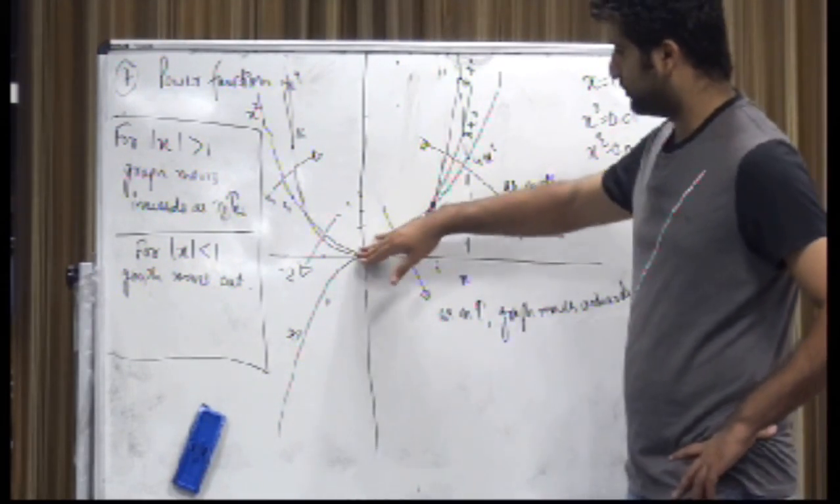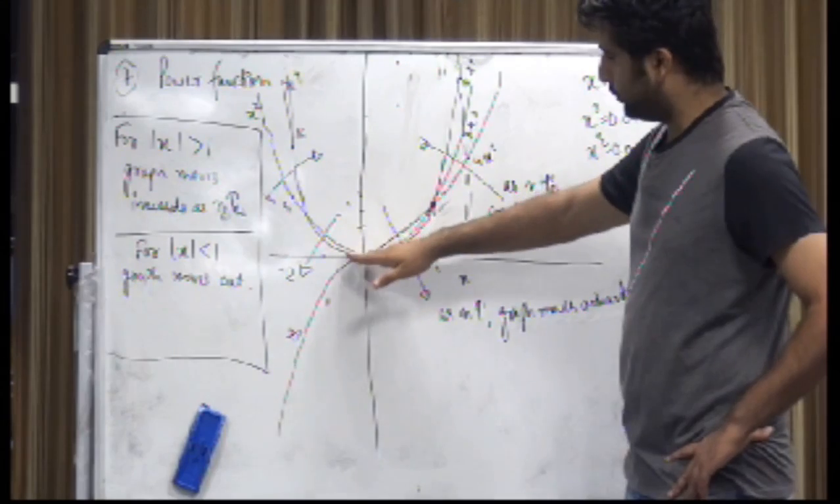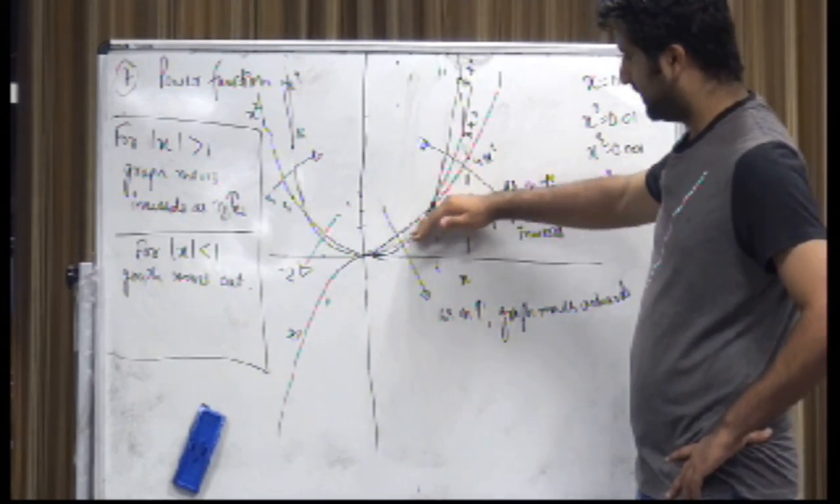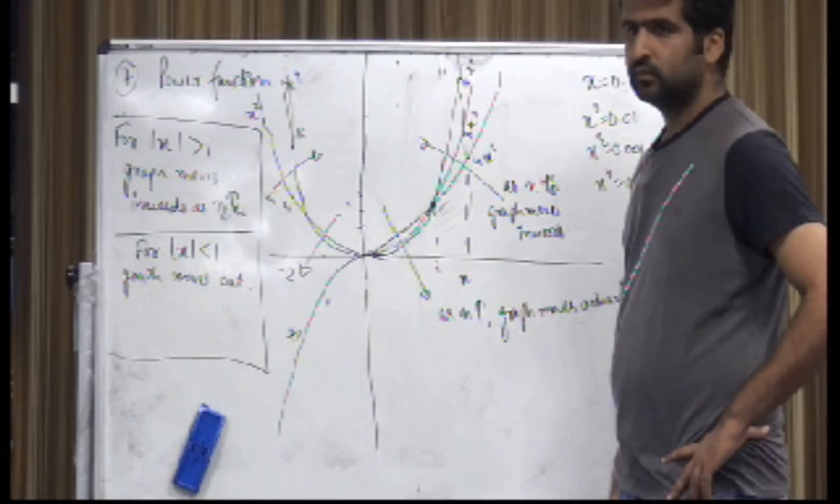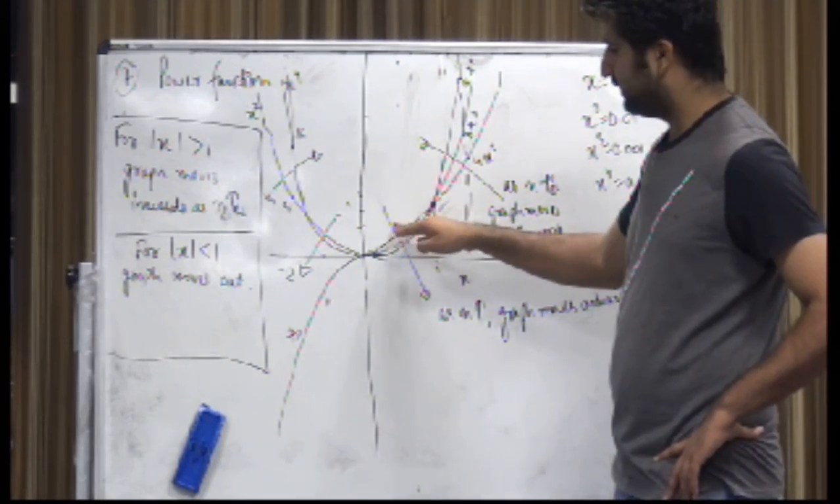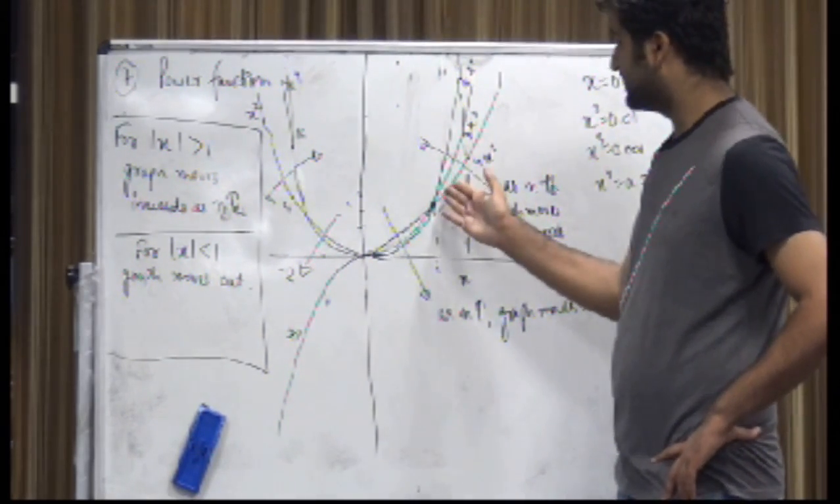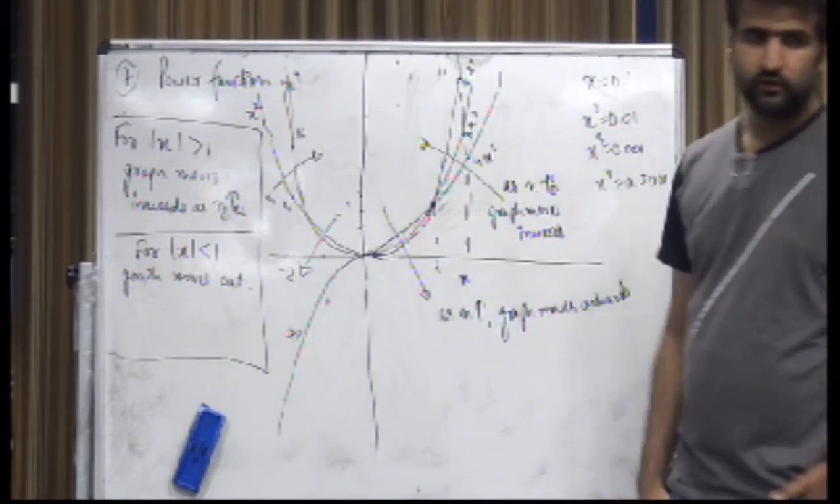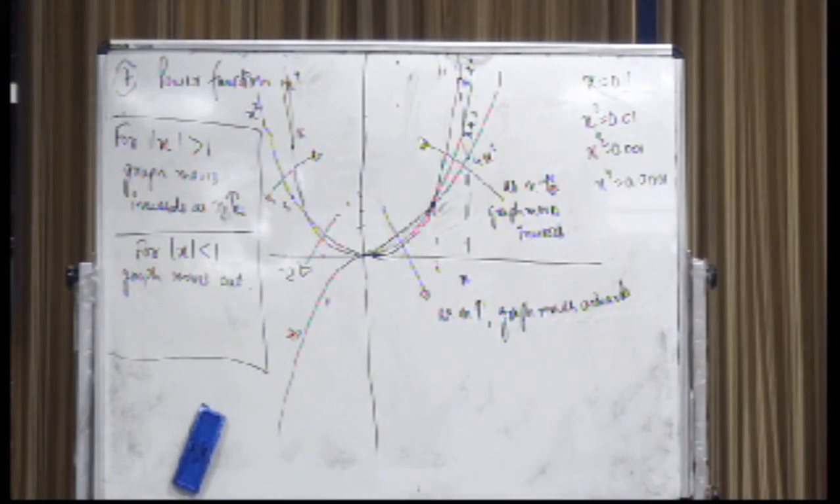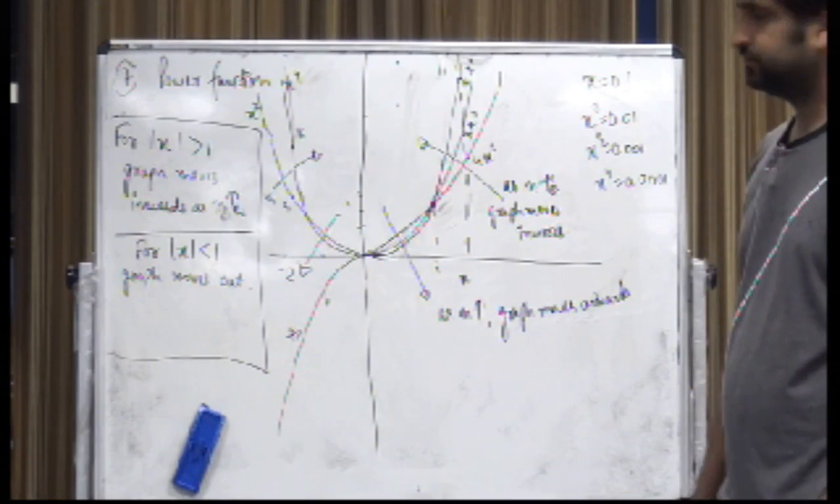So the graph of x square is going like this. The graph of x cube will go below from here but above after x is 1. So before x is equal to 1 it will be below, but after x is equal to 1 it will pick up and will be above the graph. So understood? Power function is clear.